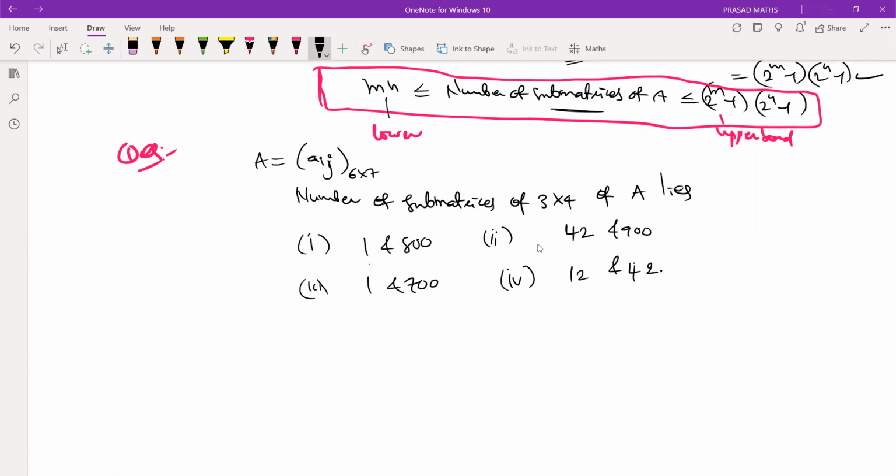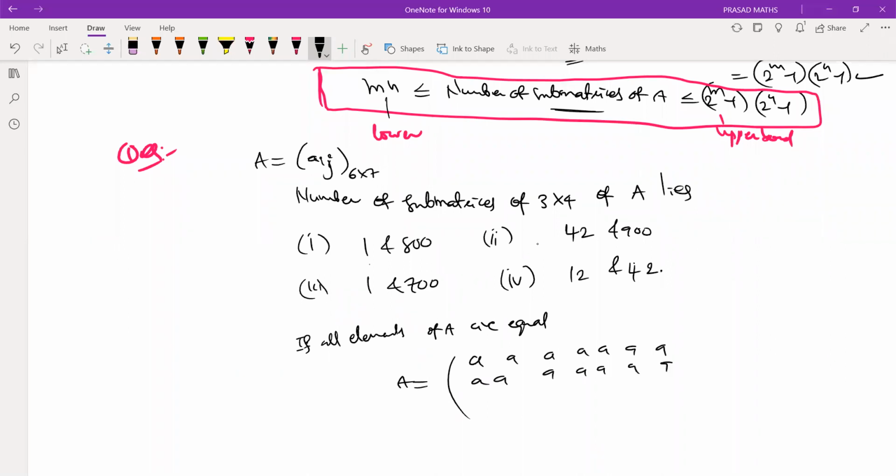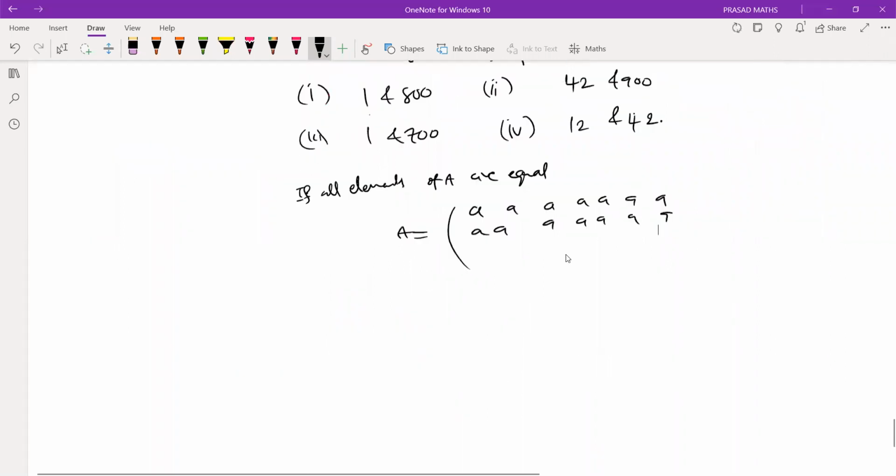See, there are two possibilities, I already told you. If all elements of A are equal, what is the matrix actually? A 6 by 7 matrix. Yes or no? A 6 by 7 matrix.